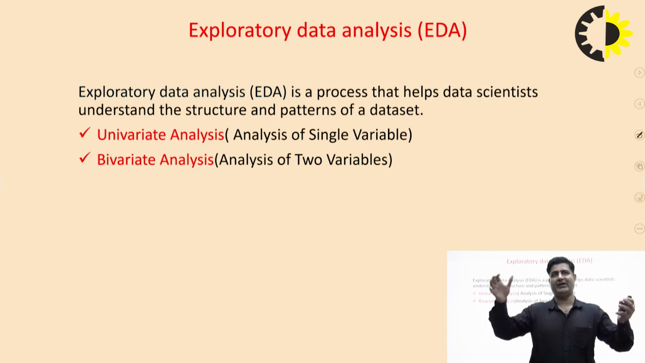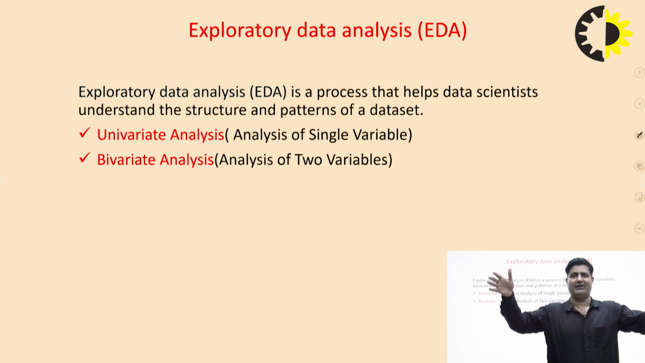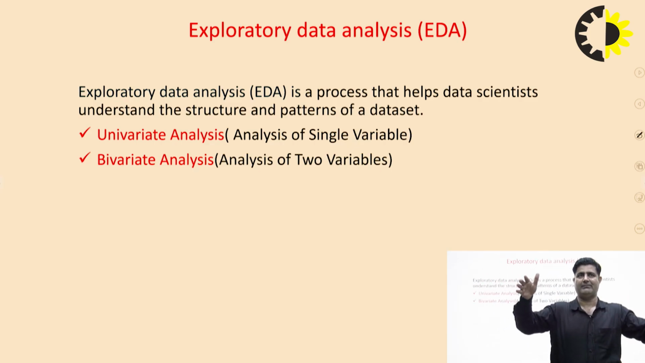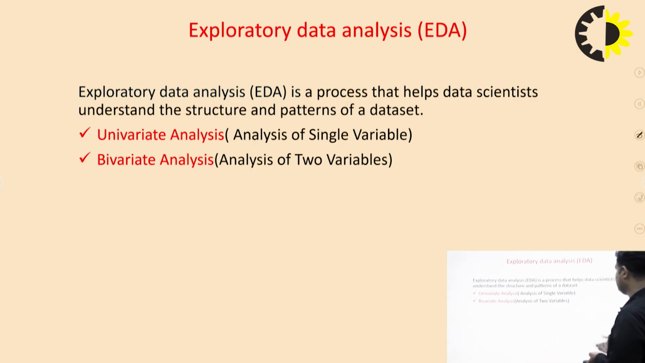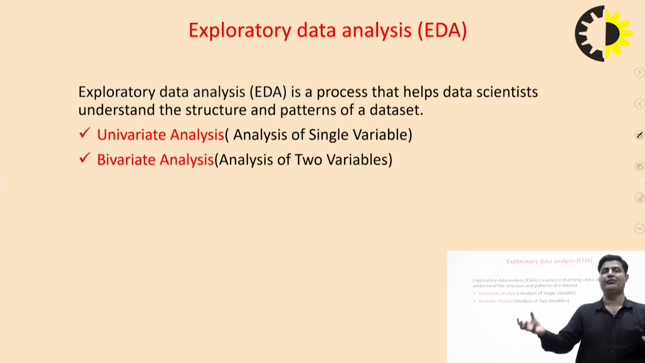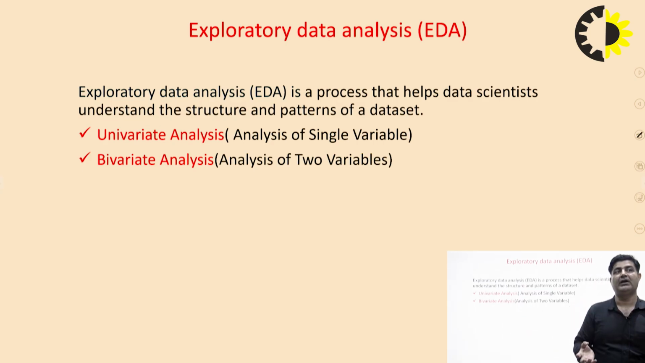Sometimes we analyze two variables. Let's suppose we have the 10th and 12th marks. We want to analyze the 10th and 12th marks. That is bivariate analysis. So EDA is a process that helps data scientists understand the structure and pattern of the data set. With the help of EDA, we try to understand the structure and pattern of the data set, for one feature or for two features. So we mostly use univariate analysis and bivariate analysis.